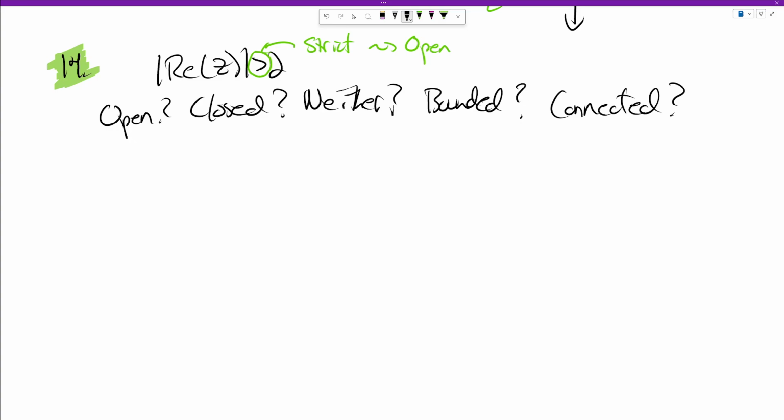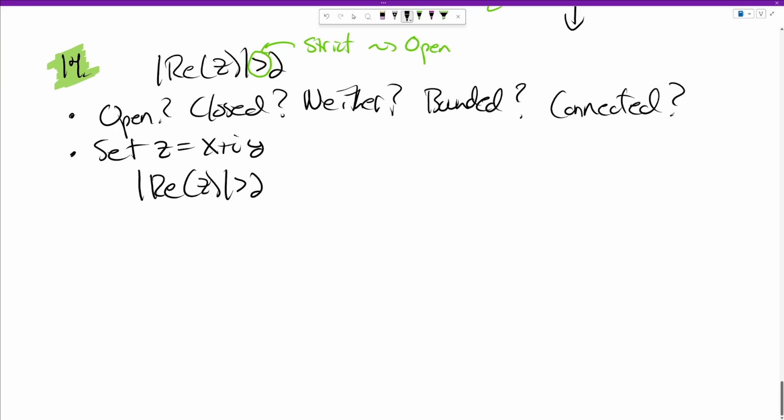Modulus of the real, or in this case, since the real part's a real number, this is absolute value of the real part. It's bigger than 2. So absolute value of the real part of z is bigger than 2. The way in which we can get an idea of what this looks like, of course, is to go to Cartesian coordinates. So we're going to do that. So the real part of z is x. So this is the same thing as saying the absolute value of x is bigger than 2, which is the same thing as saying x is less than negative 2 or x is bigger than 2. Those are all the real numbers that have absolute value bigger than 2.